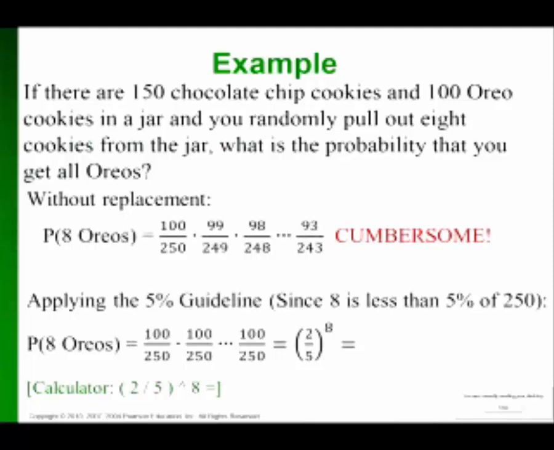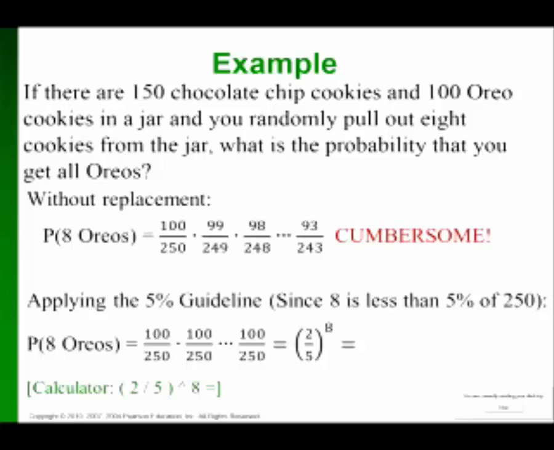Just divide. 8 divided by 250. That's 0.032. What is that as a percent? Just change 0.032 to a percent. It's 3.2. That's less than 5%, isn't it? As long as it's less than 5%, I can play like those events are independent.